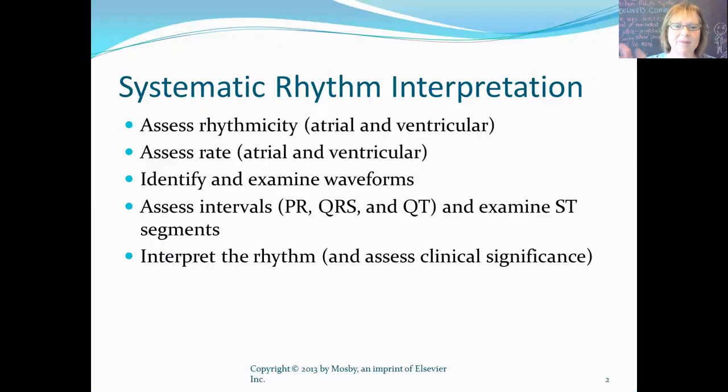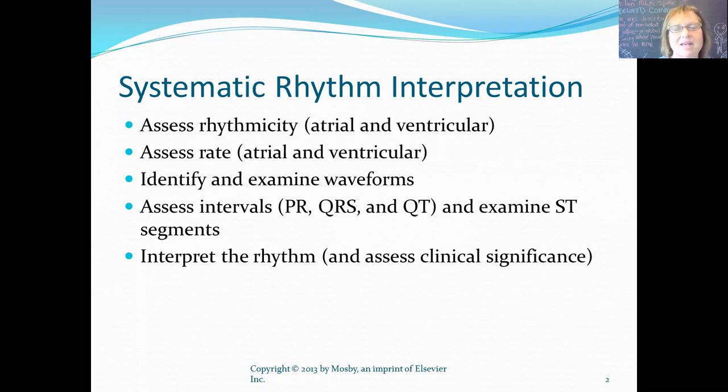So here are the basic steps that you're always going to go through every single time you see a strip. Don't think when you become an experienced nurse, you don't follow through on all these steps. You always go through them. You go through it quickly. It may become so intuitive that you're not really acutely aware of it, but you always go through these steps.